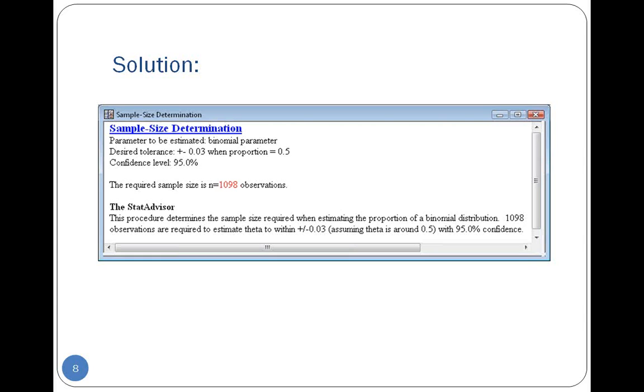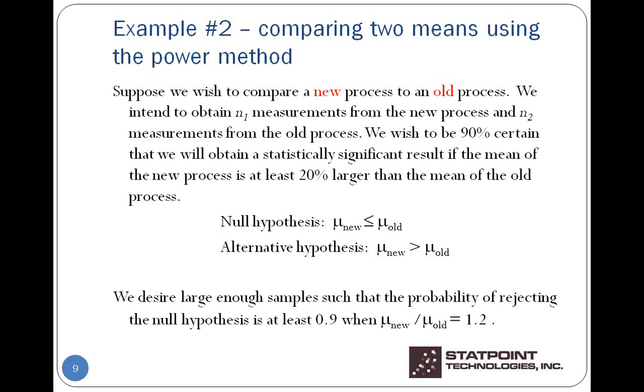But the answer in this case turned out to be 1,098 voters that we need to poll in order to estimate their preferences to within plus or minus 3 percentage points. Okay. Now, that's a margin of error approach.